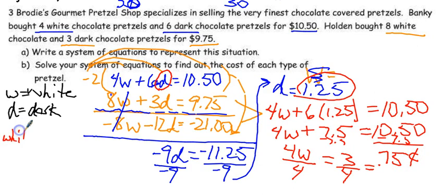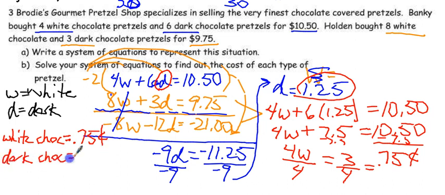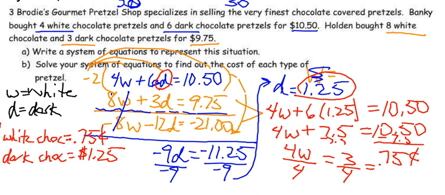White chocolate pretzel equals 75 cents. And a dark chocolate pretzel equals $1.25. Okay? And again, you can check these to make sure they're right. So that would be your final answer there. If you want to check and make sure they're right, you plug 0.75 in here for W, and you plug $1.25 in right here for D. And when you do that, if you do this times this, get a number, this times this, get a number, and add those together, you will get $10.50.